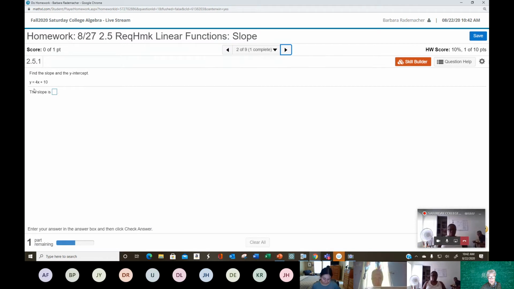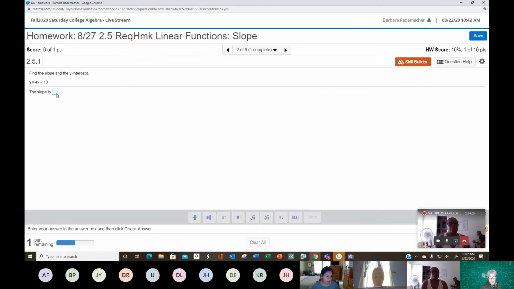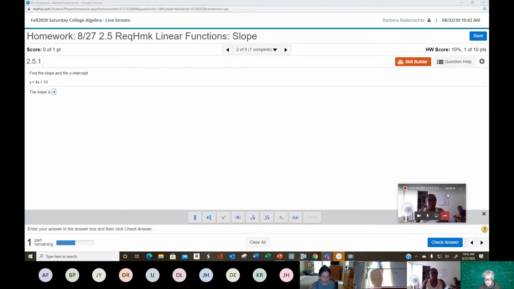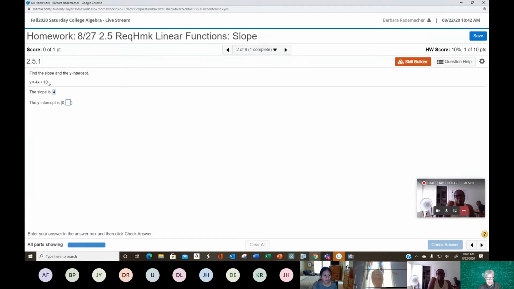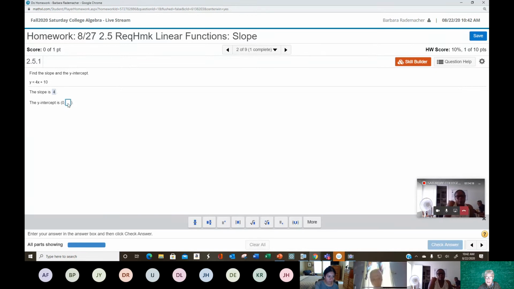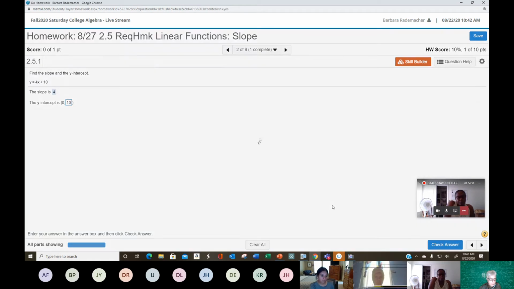Okay, here you're just being asked, well, which number is the slope and what's the y-intercept? The slope is 4. Okay, we could check answer. Can we check answer? Yes. Check answer. Good. And the y-intercept is 10, so I put the 10 here since they already have 0, comma, and parentheses. You always have to have parentheses around points. Okay. Don't worry, it gets more interesting.